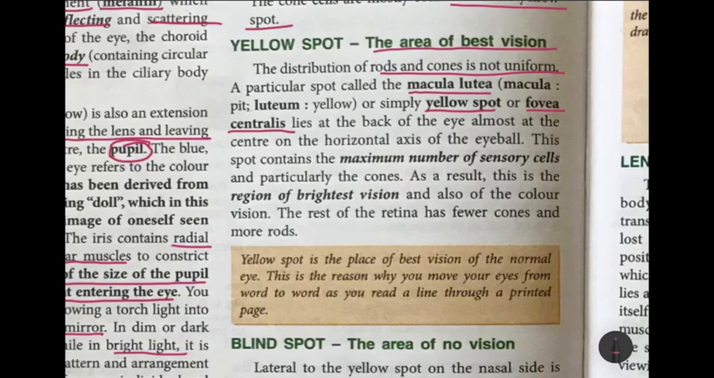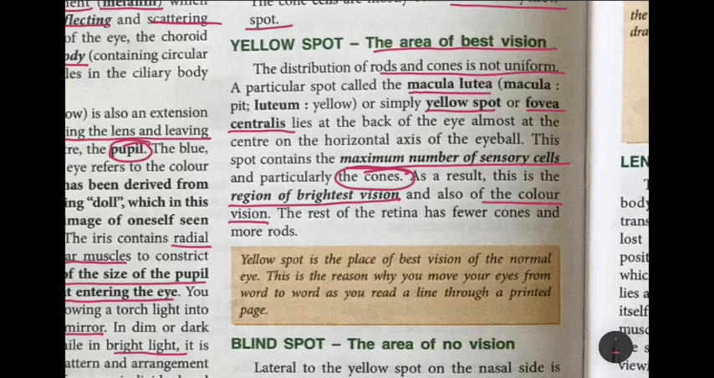This spot contains the maximum number of sensory cells, especially the cones. As a result, this is the region of brightest vision, the area of best vision. If it comes in your one word answer, you'll have to write down that it's the yellow spot. And of course, this is also the place of color vision. The rest of the retina, the remaining portion, has fewer cones and more rods.